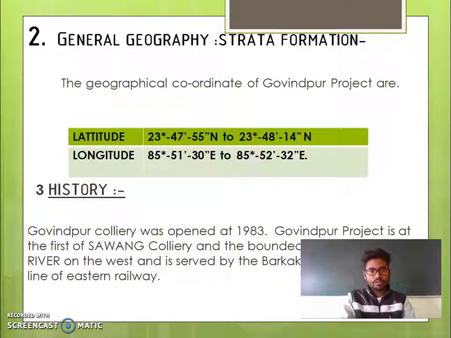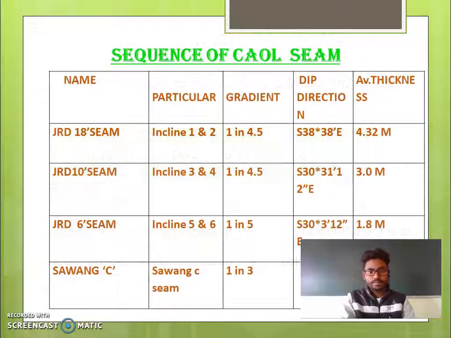These are the general geographic strata formations. The geographical coordinates of Govindpur project are latitude and longitude, as you can see there. History: the Govindpur colliery was opened in 1983. Govindpur project is at the first of Sahang colliery, bounded by the Konar River on the west, and it is served by the Barkakhana Gomoh line of Eastern Railway.